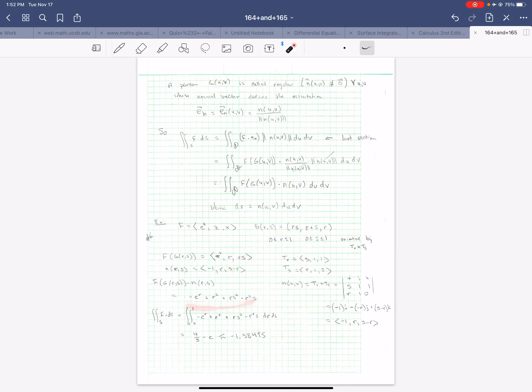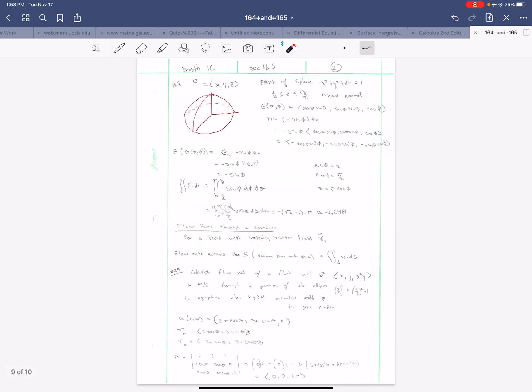And so there's that right there. It doesn't matter which way I do the integration. So I put the r and the s in, and notice from the parameterization, I can pull out those values, and they become my limits of integration. So if you work it out, it comes out to be 4/3 minus e, which is approximately negative 1.38495.